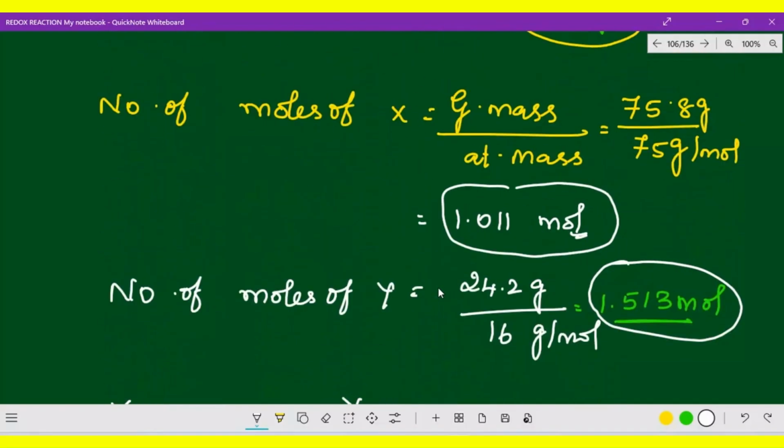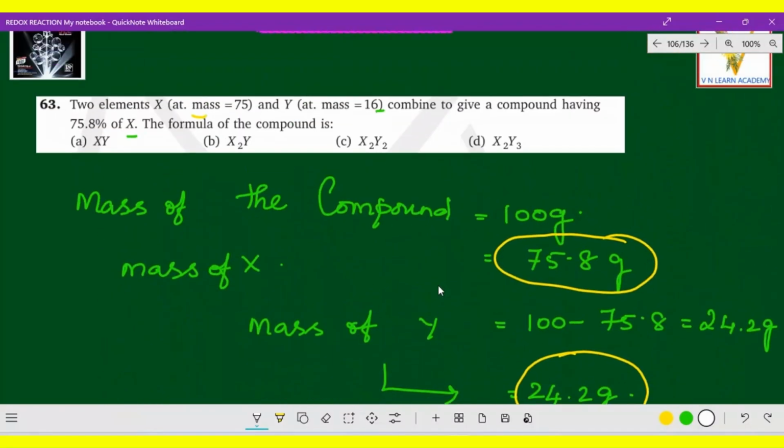Come on, let us find the answer in the options. So X2Y3. It is very simple, right? So which is the correct option? Option D is the correct option. X2Y3 is the correct option. Hope you got the clarity. Come on, let's go to the next question.